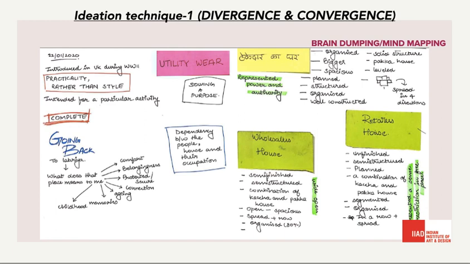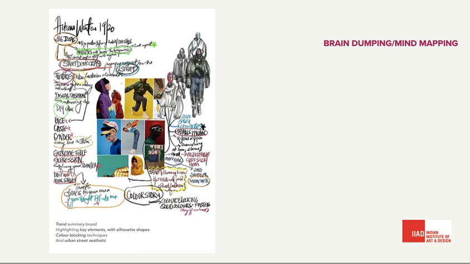This is an example of brain dumping or even mind mapping, where you just start jotting down ideas around the context that you're working on. This also includes your research, and it includes the first ideas that come into your head. Remember, it's not necessary that this makes sense, but this needs to start your imagination going.